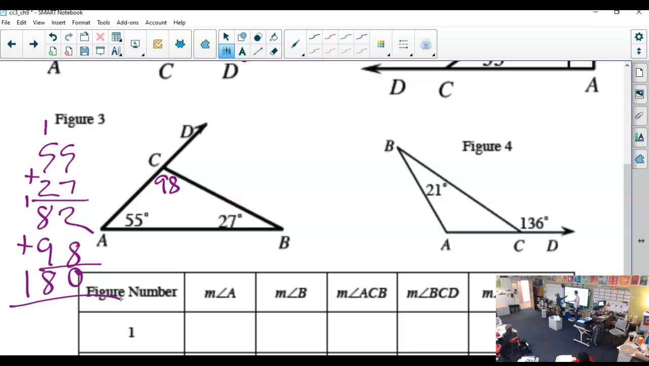Wait, can I do that part? Yeah, actually, that's something crazy. So never mind. Let me get out of here. Okay, so you got the 98, right? So, there's the 180 right there because it's a straight line.